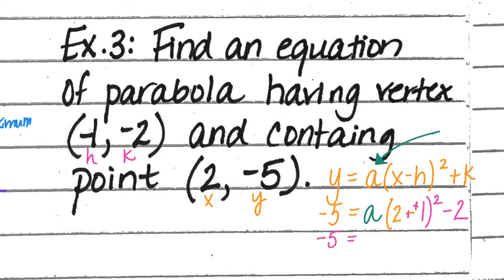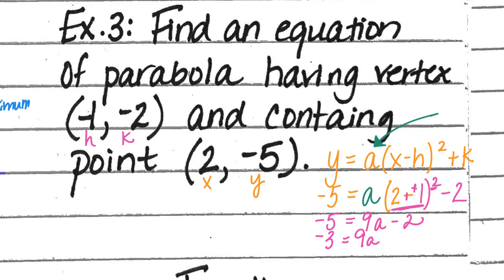-5 equals, well, this is 3. 3 squared is 9a minus 2. If I add 2 over, I get -3 equals 9a. And when I divide each side through by 9, a is equal to -1/3. Now, did I answer the question? It says to find an equation. I did not at all.